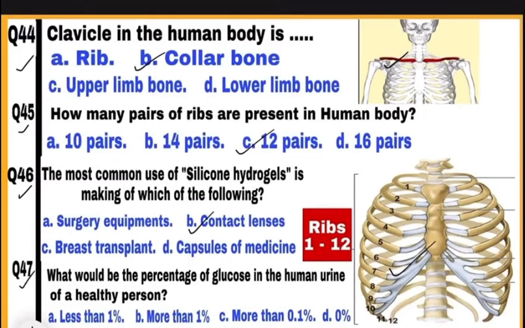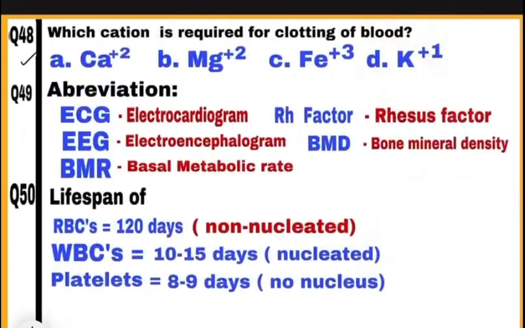47. What would be the percentage of glucose in the human urine of a healthy person? A percentage of glucose in the urine of healthy person is 0%. A higher measurement could be a sign of health problems. 48. Which cation is required for clotting of blood? Calcium ion is required for clotting of blood.